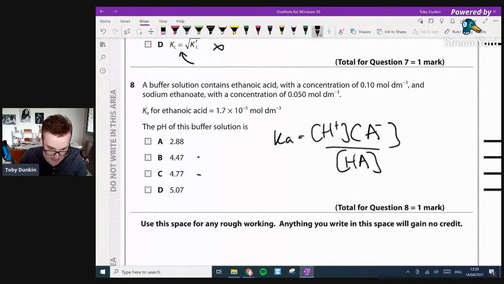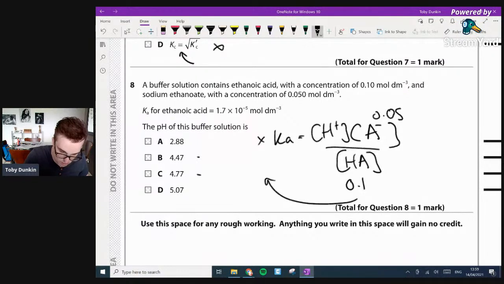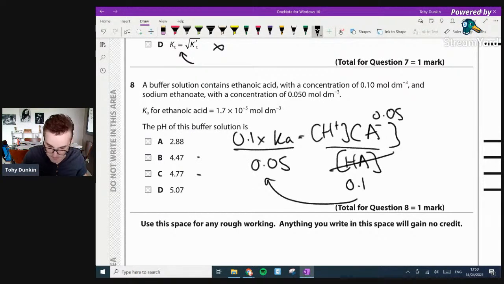So the buffer solution contains ethanoic acid at 0.1 and sodium ethanoate, the salt, at 0.05. Reorganize that to give me H+, so bring the bottom up, 0.1, and then divide that one by 0.05. That will give me H+, so calculator: 0.1 multiplied by 1.7 exponential minus 5, divided by 0.05 gives me 3.4 exponential minus 5, minus log answer, and I get a pH of 4.76.